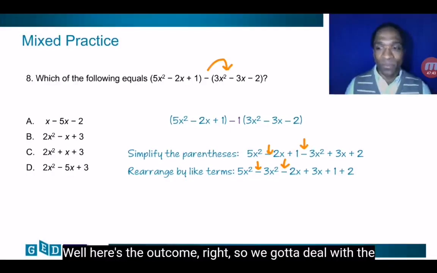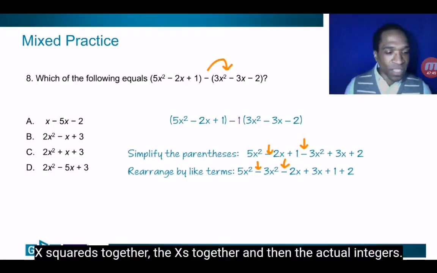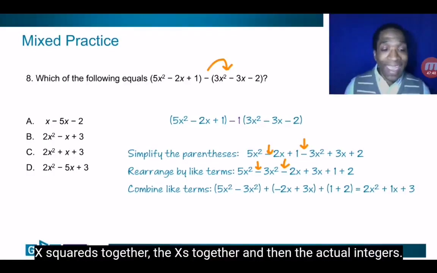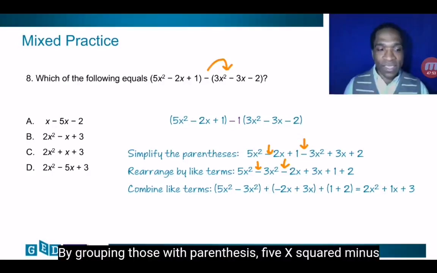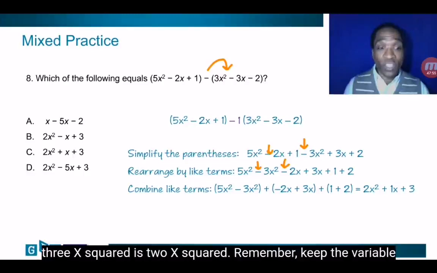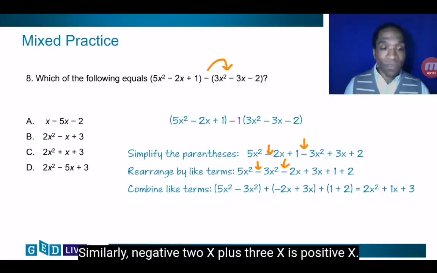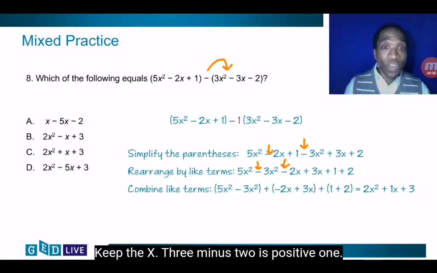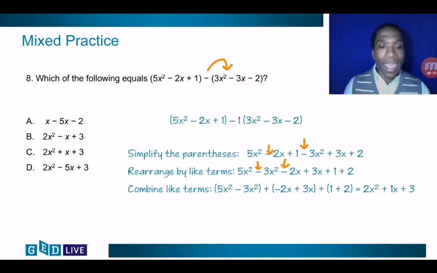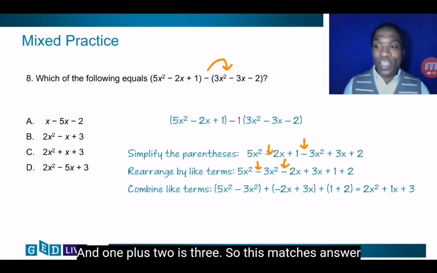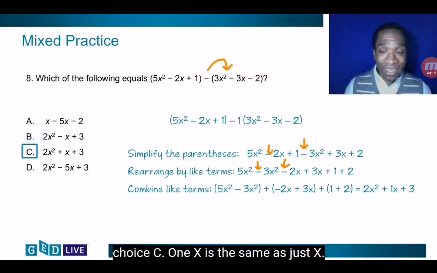Well, here's the outcome, right? We've got to deal with the x squareds together, the x's together, and then the actual integers. By grouping those with parentheses, 5x squared minus 3x squared is 2x squared. Remember, keep the variable and exponent, subtract the coefficients. Similarly, negative 2x plus 3x is positive x. Keep the x. 3 minus 2 is positive 1. And 1 plus 2 is 3. So this matches answer choice C. 1x is the same as just x.